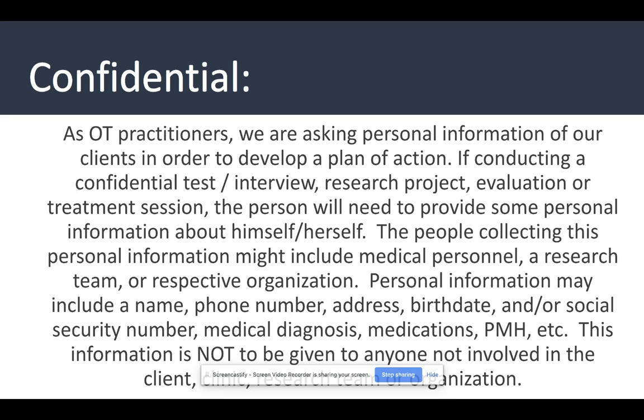Personal information may include a name, phone number, address, date of birth, social security number, medical diagnosis, medications that the person's on, past medical history, and the list goes on and on. This information is not shared with anybody that is not directly related or involved with your client, the clinic, the research team, or the organization that you work with.